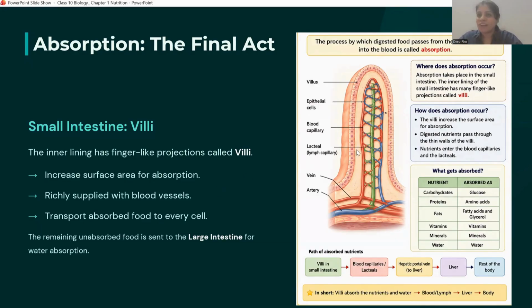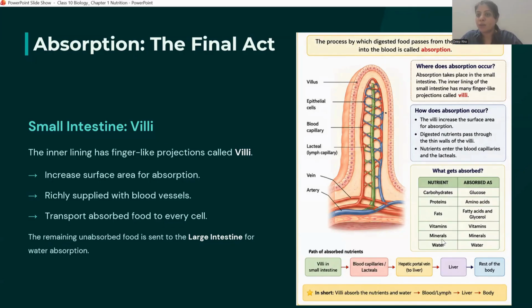So why are there villi and microvilli? They increase the surface area, and the more the surface area, the more the absorption. So digested nutrients pass through the thin walls of villi. Nutrients enter the blood vessels and lacteals. These are also present; they are actually lymph capillaries.